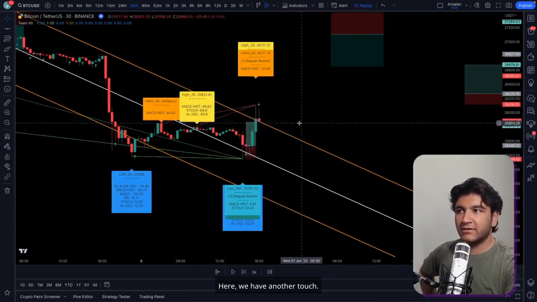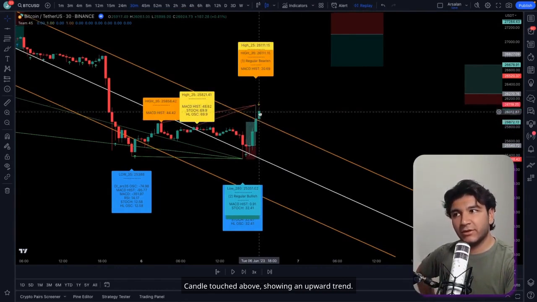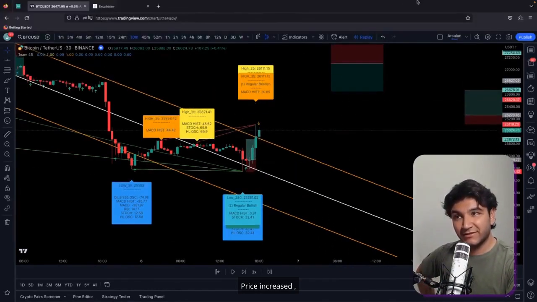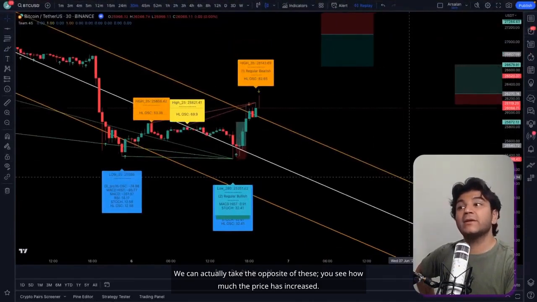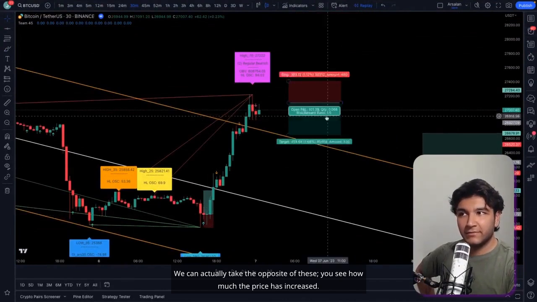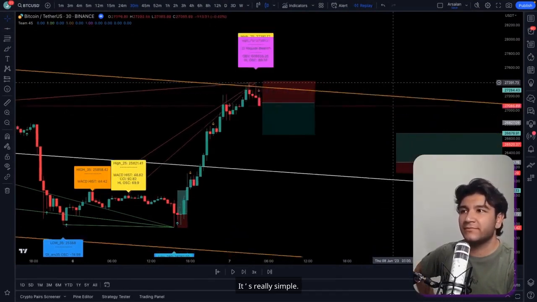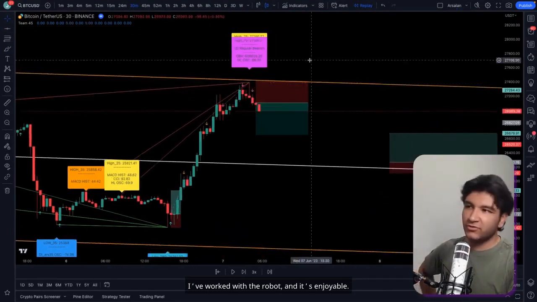Here, we have another touch. Let me go back a couple of steps to show you the touch. Candle touched above, showing an upward trend. Price increased. We can actually take the opposite of these. You see how much the price has increased. We won't take these because they're above the line. It's really simple. I've worked with the robot, and it's enjoyable.